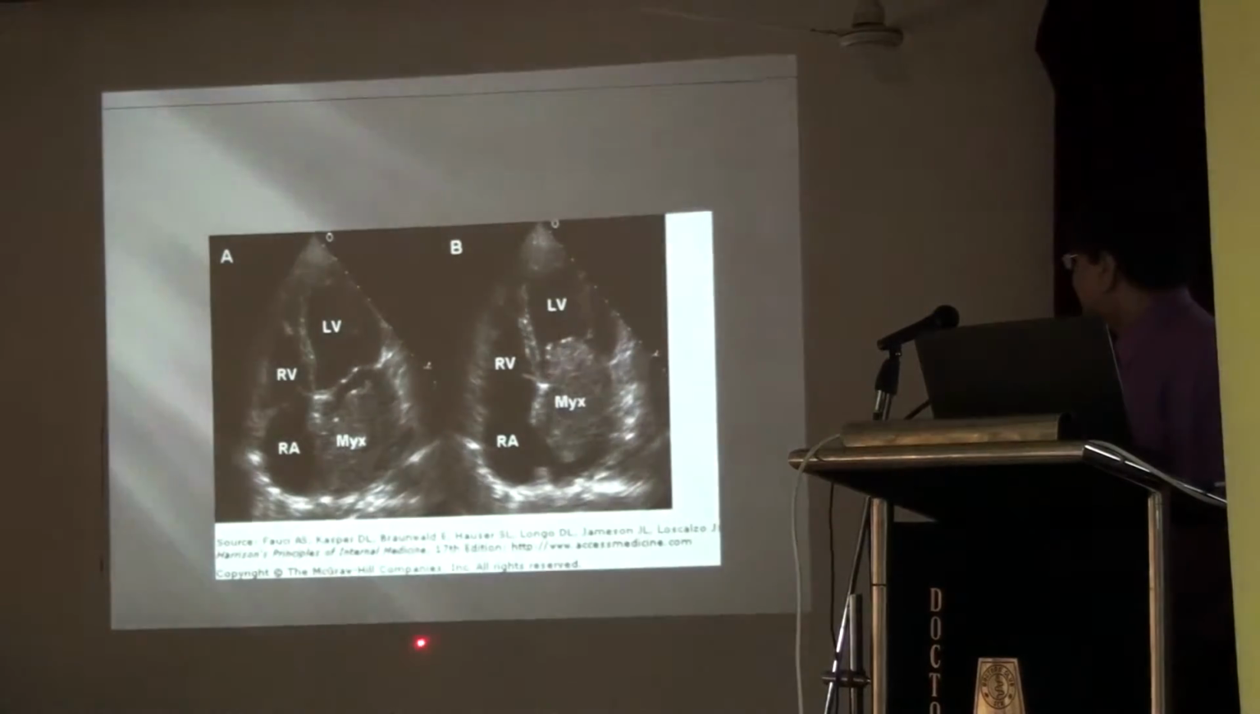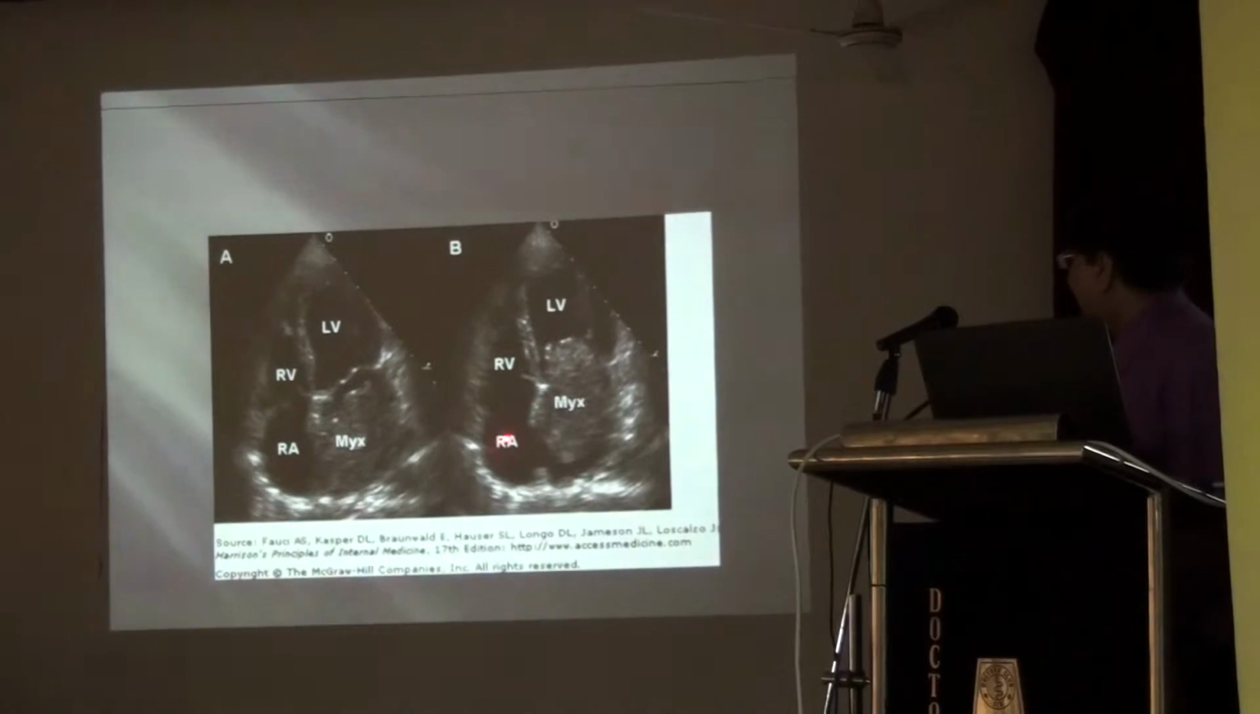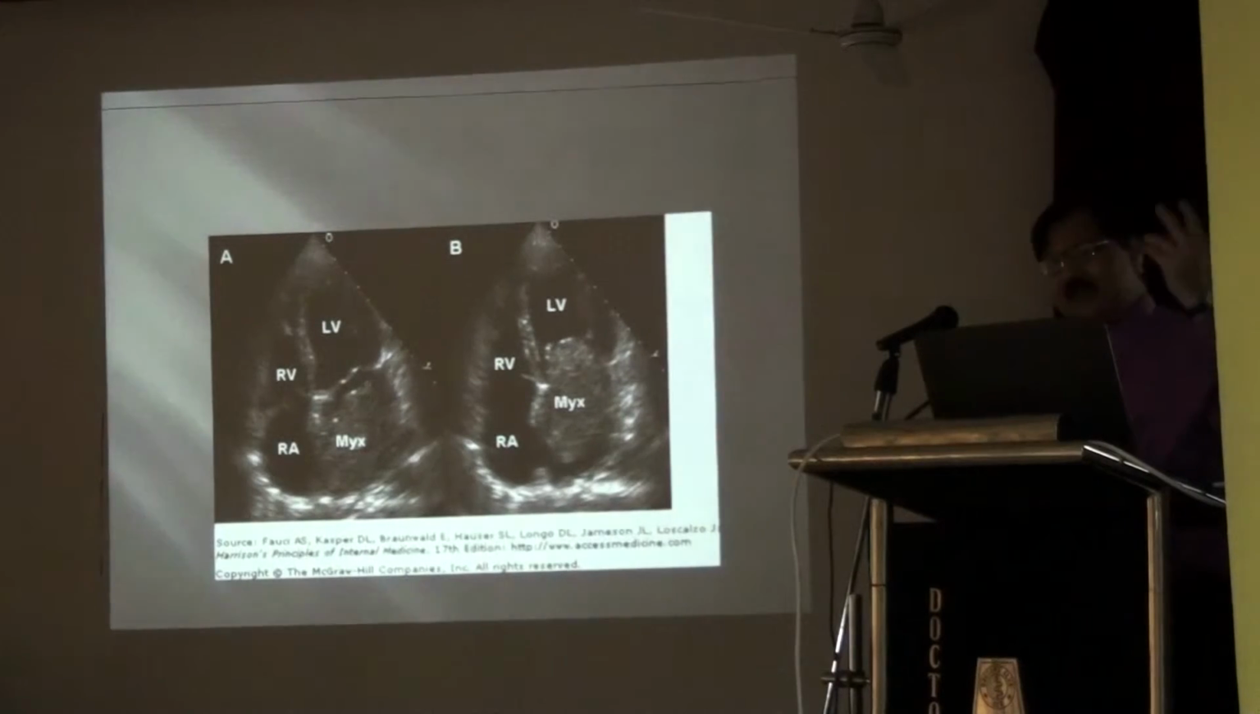Similarly here we can see the LA, LV, RA, RV, and the LA is full of what is this? Mass. And we have 5-6 cases, more than that. In our hospital we have diagnosed, operated, and seen re-emergence, recurrence of myxoma.